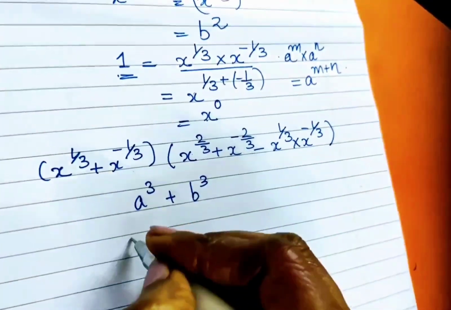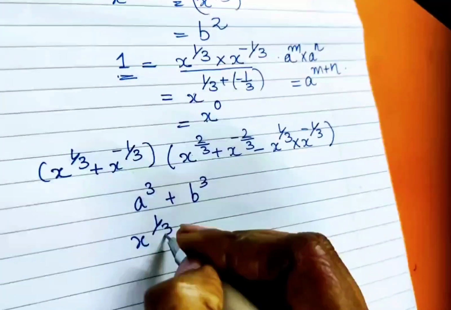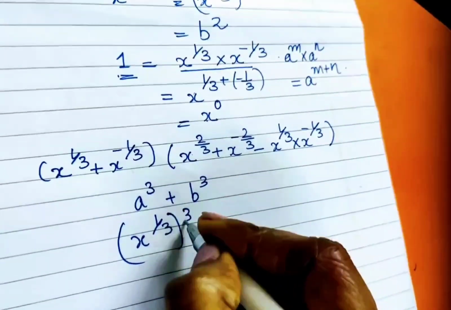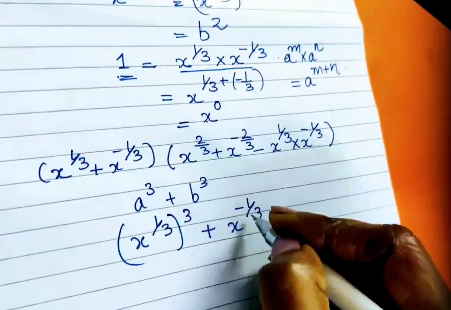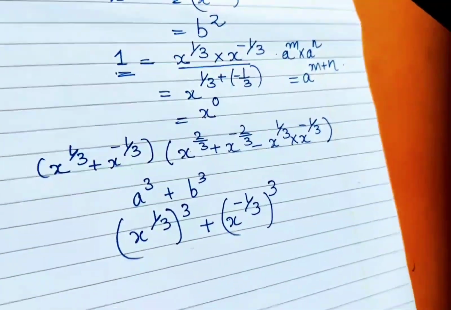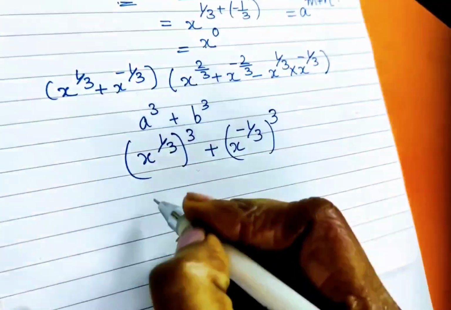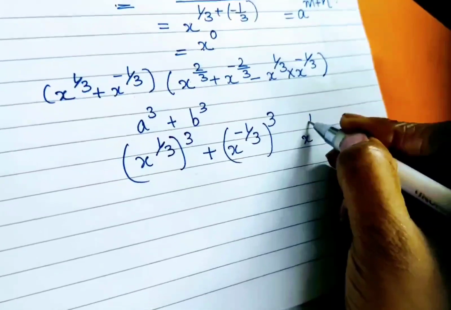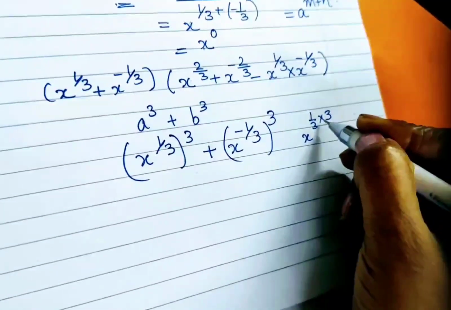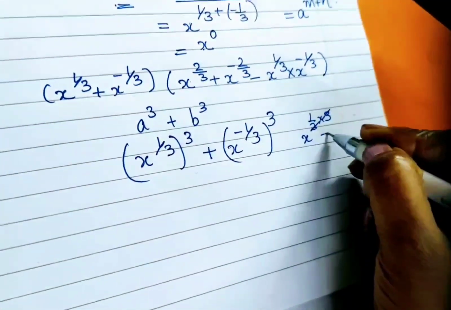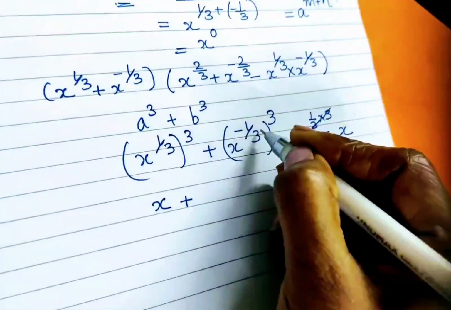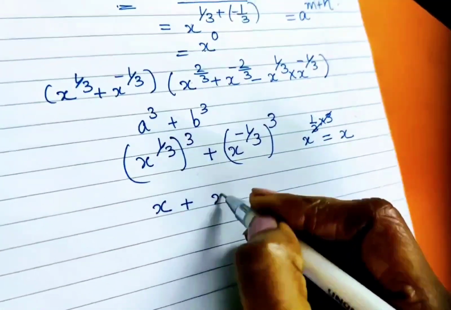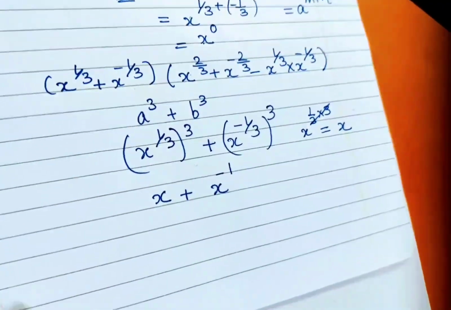What is a? A is x ki power 1 upon 3 ki power 3. And what is b? B is x ki power minus 1 upon 3 ki power 3. Now this will cut x ki power 1 upon 3 into 3, means 3 will get cut and we will get x here. So this here is x, and again 3 will cut with this 3 and we get x ki power minus 1.